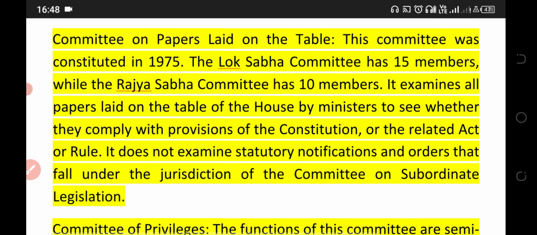Committee on Papers Laid on the Table. This committee was constituted in 1975.